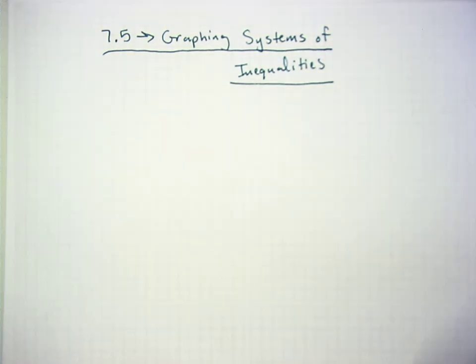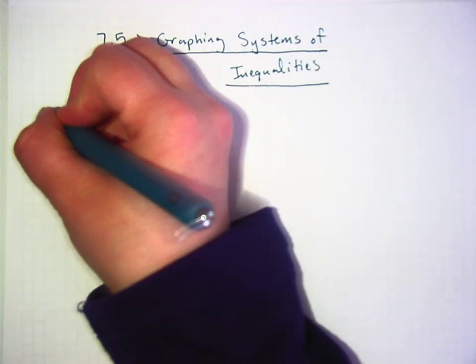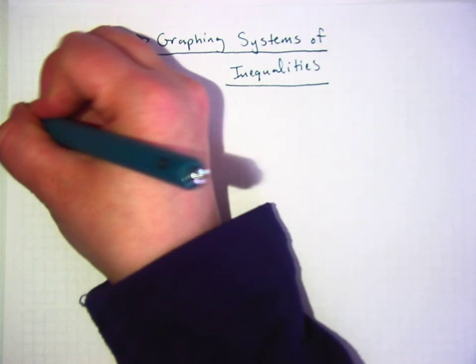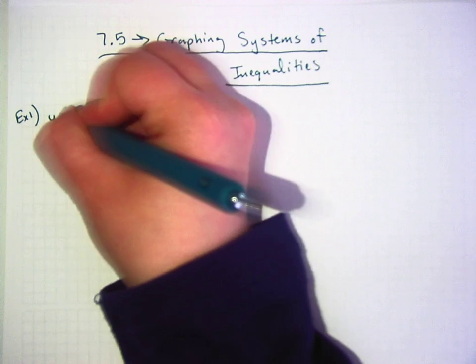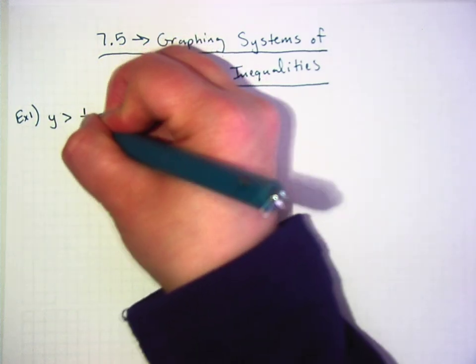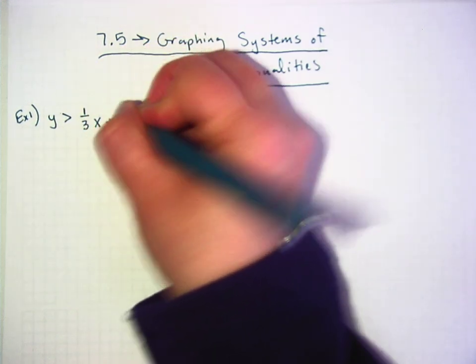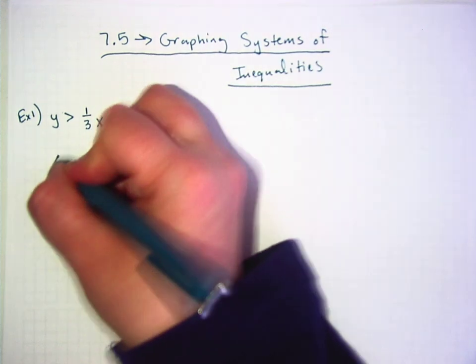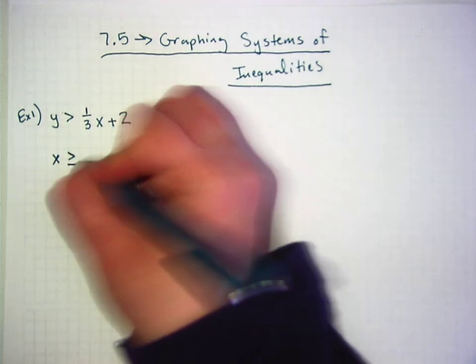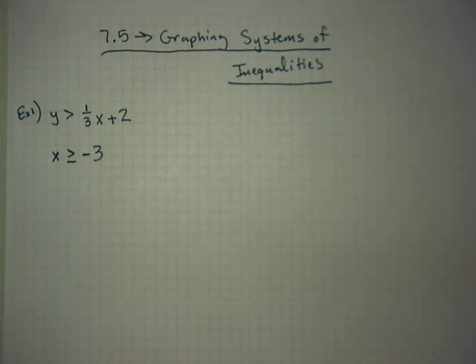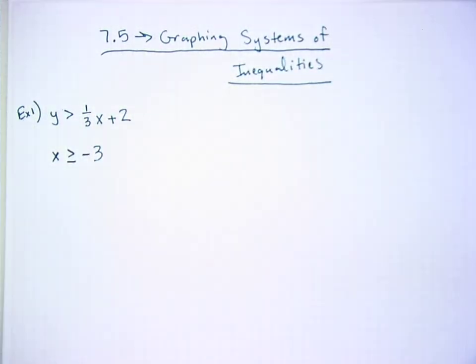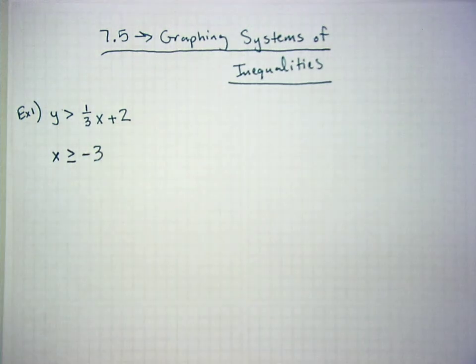Example 1, let's start with y. Again, I'm still on the back side here. y is greater than 1/3 x plus 2, and x is greater than or equal to -3. Now, the first one looks like something I can graph right away. Hopefully you remember how to graph with this right here.